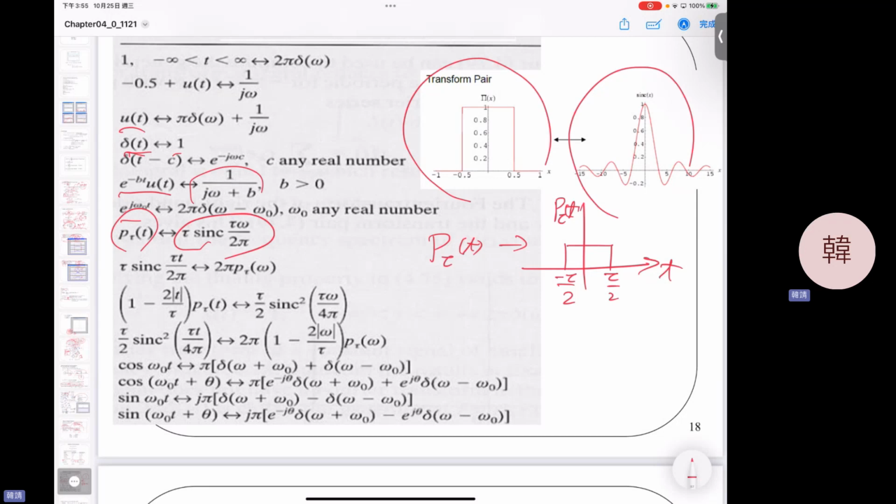And the sine and cosine. For the sine function, it becomes two impulses at omega 0 and minus omega 0. Cosine also has two deltas. So for one sinusoid signal in the time domain or spatial domain, in the Fourier domain it only has two spikes in the corresponding locations.